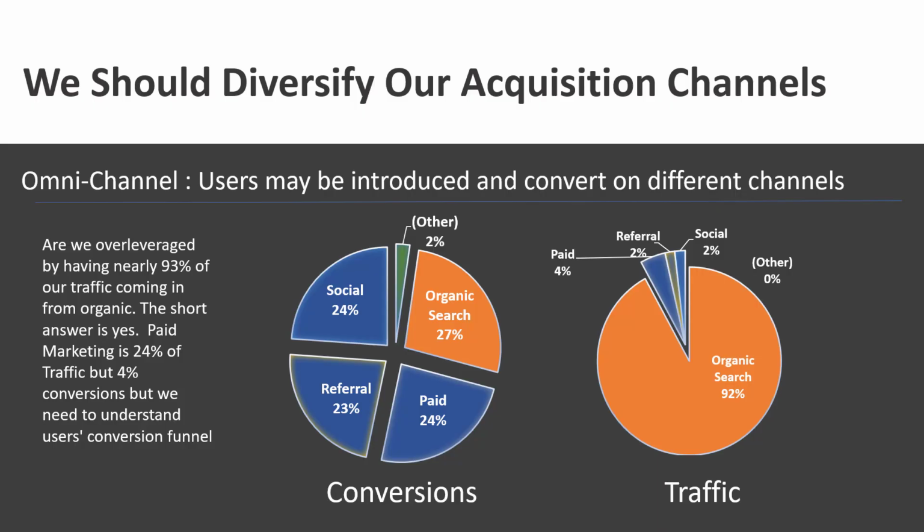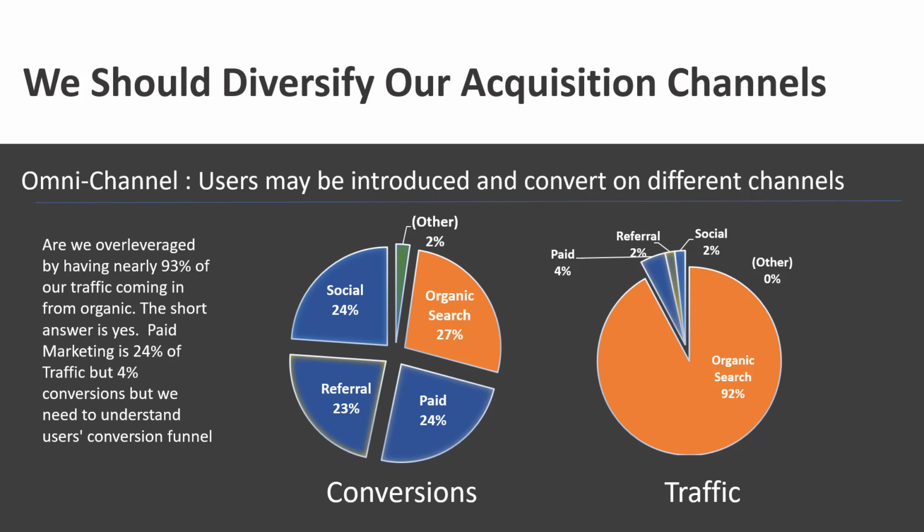So let's do that. So we should diversify our acquisition channels. Why? Because we know that 92% of the sessions or the traffic being delivered to the site is through organic search. And that only represents 27% of all conversions. Our theory is that our users are being introduced to our website through one channel and converting on another. So that's why we see this discrepancy in organic search and traffic and organic search and conversions.